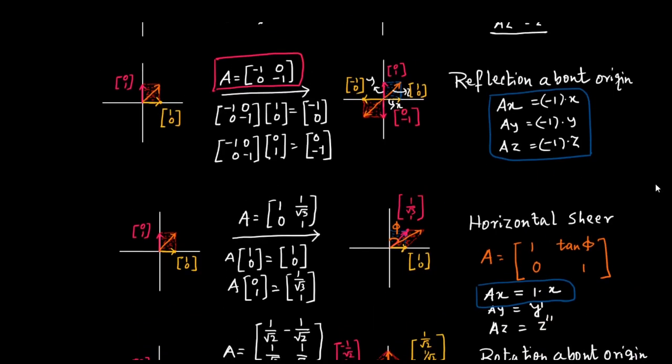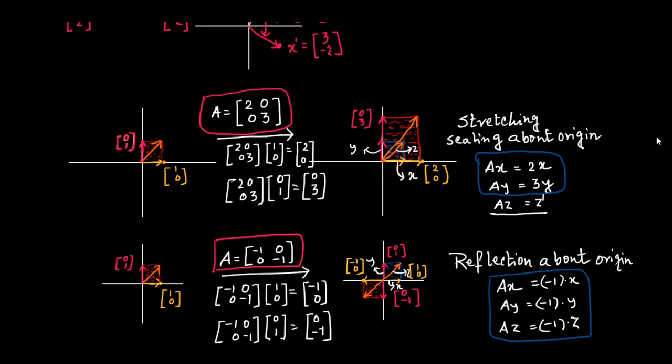Now, these vectors which remain in the same span are known as eigenvectors or characteristic vectors. So in this case, for the first case, scaling, among the three, two of them are eigenvectors.